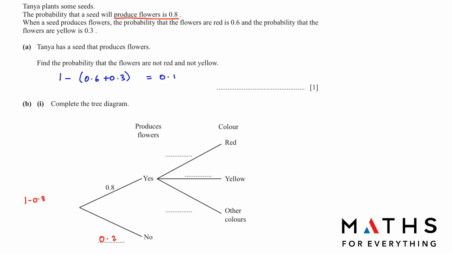And then if it produces flowers, the color red is given to us as 0.6, yellow is 0.3, and other colors we found is 0.1. This is the tree diagram completed.